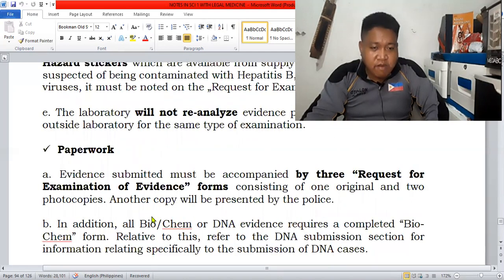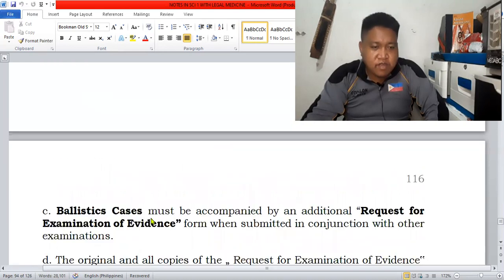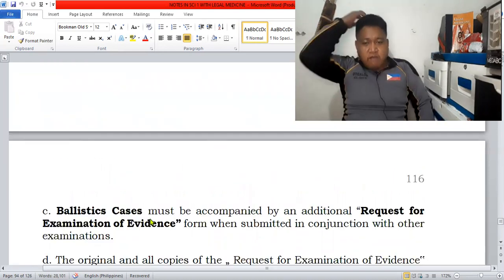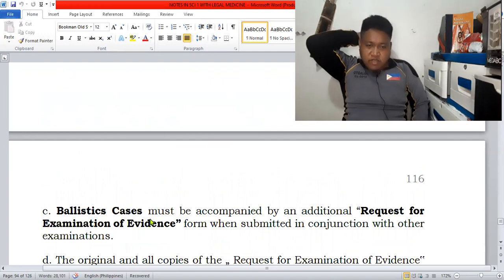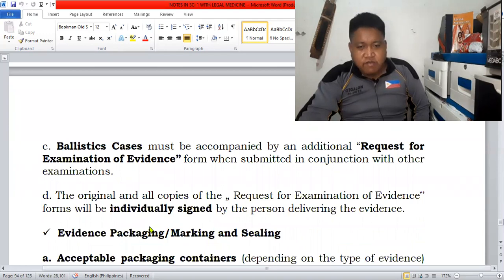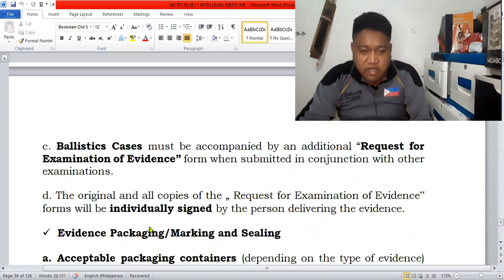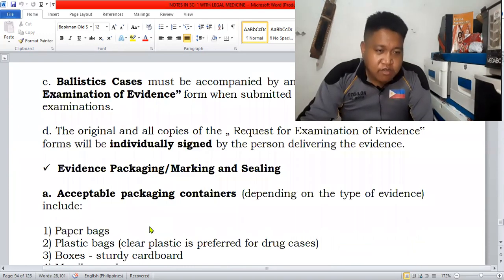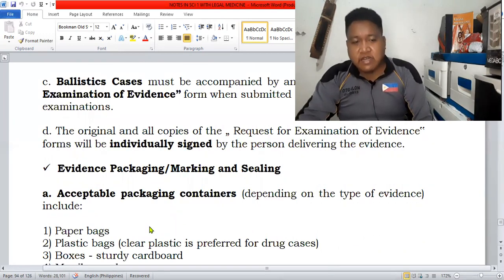In addition, all biochem or DNA evidence requires a complete biochem form. Relative to this, refer to the DNA submission section. Ballistic cases must be accompanied by additional request examination of evidence. The original and all copies of the request for examination evidence forms will be individually signed by the person delivering the evidence. So evidence packaging, marking, and sealing for purposes of laboratory examination.